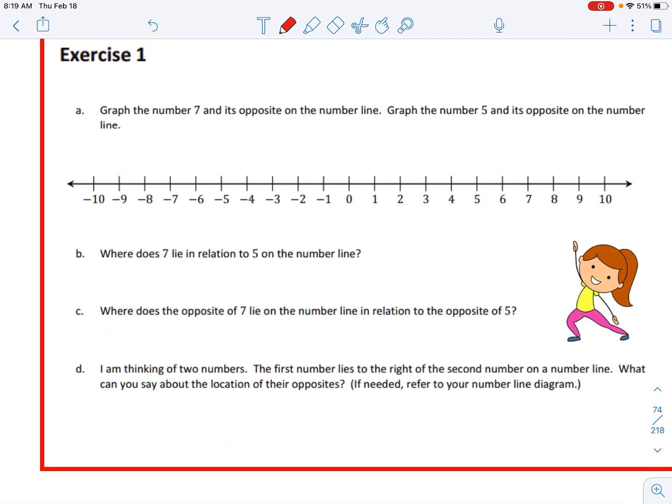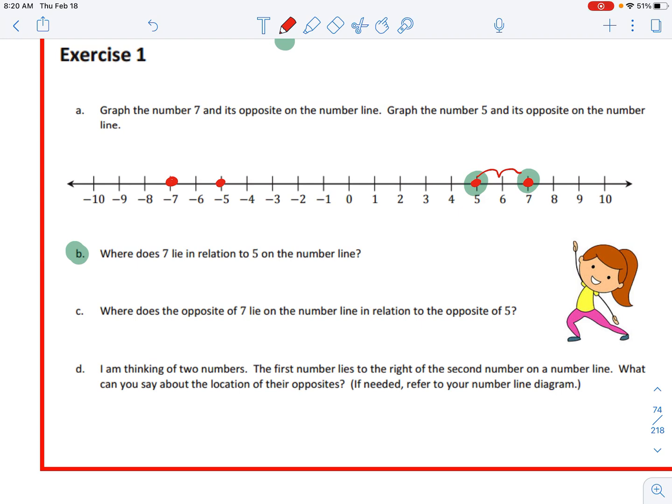Let's look at exercise 1. It says graph the number 7 and its opposite on the number line. Graph the number 5 and its opposite on the number line. Okay, so the number 7 and its opposite, which is negative 7. Then I have 5 and negative 5. So, letter B says, where does 7 lie in relation to 5 on the number line? Well, it is 2 units to the right.